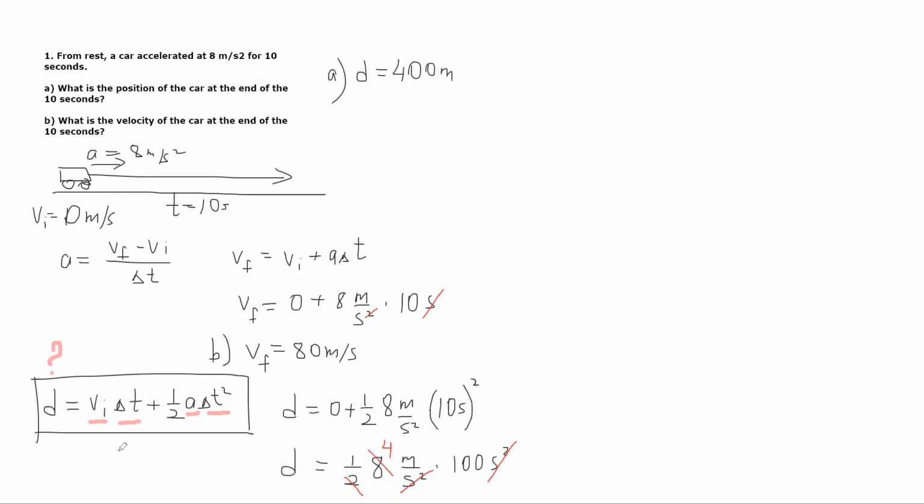Now I'll show you one more way to solve for A. If acceleration is constant, then we can use the fact that the average velocity will be the average of the initial and the final velocities. So this is valid only when acceleration is constant. Now let's figure out average velocity. Initial velocity is 0, final velocity we already found for question B, it's 80 meters per second. Divided by 2. So obviously this is 40 meters per second.